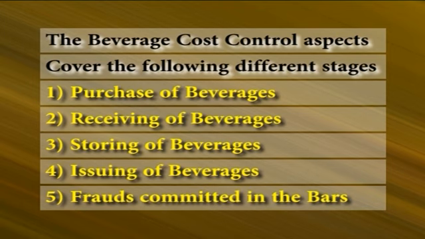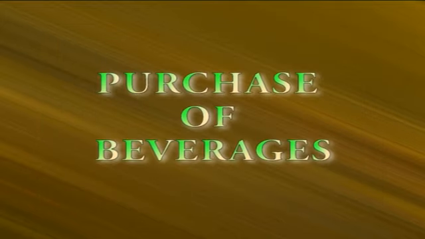Objectives. The beverage cost control aspects cover the following different stages: purchase of beverages, receiving of beverages, storing of beverages, issuing of beverages, frauds committed in the bars. Let us move on to the first objective, purchase of beverages.